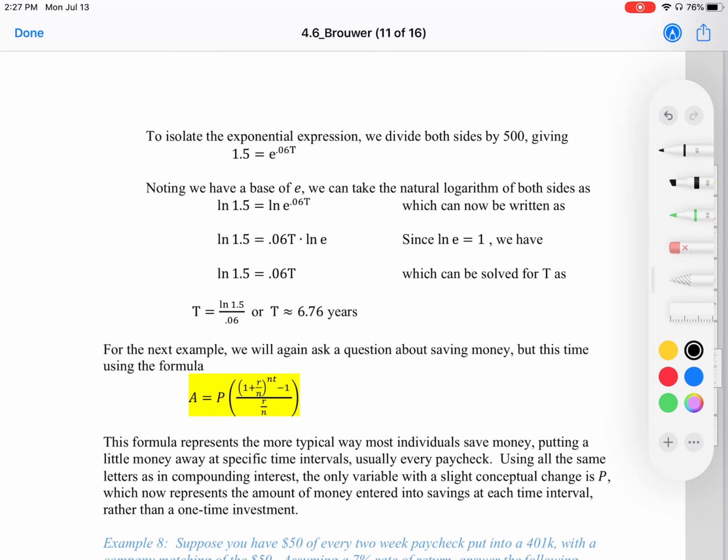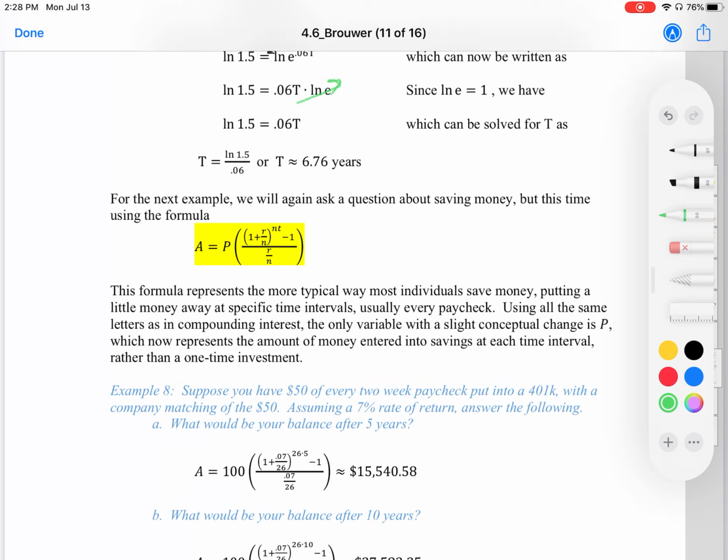All right, so to isolate the exponential expression, we divide both sides by 500, giving 1.5 equals e raised to the 0.06t. All right, let's go ahead and take the ln of both sides. By doing so, we can bring our exponent forward. So we have 0.06t times ln of e. Now, we specifically chose ln because ln of e is 1. So we're left with 0.06t. Okay, so we have ln of 1.5 equals 0.06t. We want t by itself, so we divide by 0.06. All right, we use our calculator to get that t is about 6.76.